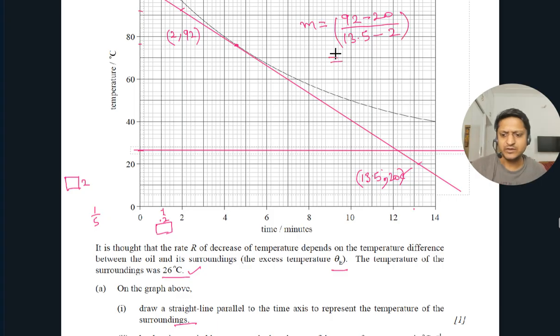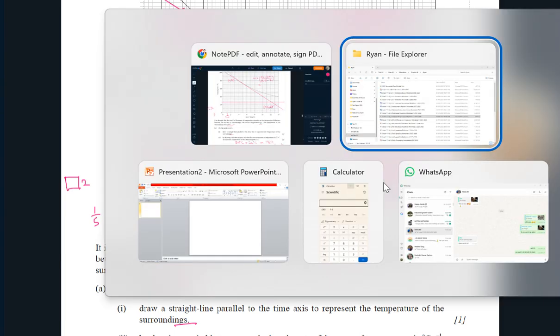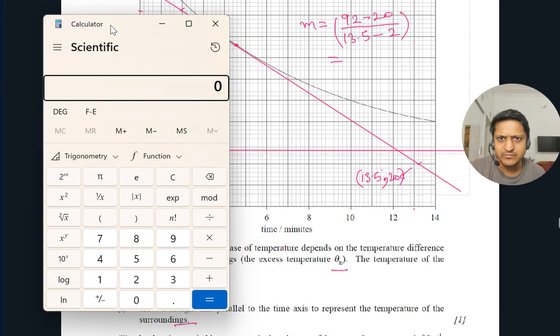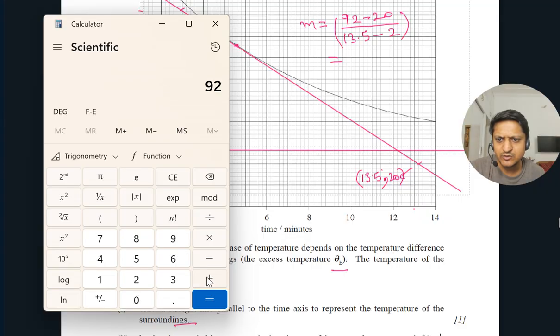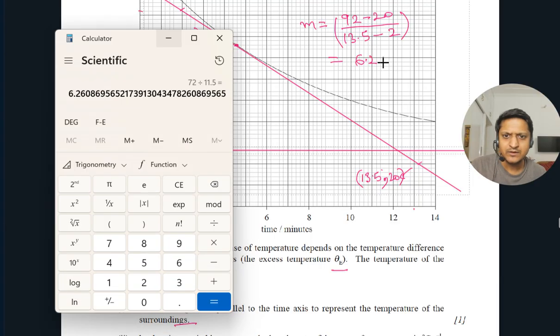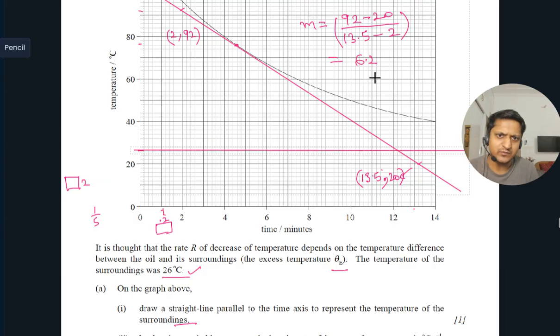So now we will be requiring the calculator. There is a calculator already open, yeah, calculator is there. So 92 minus 20 is 72, divided by 11.5. So it will be 6.26, we can write. So this will be the slope.